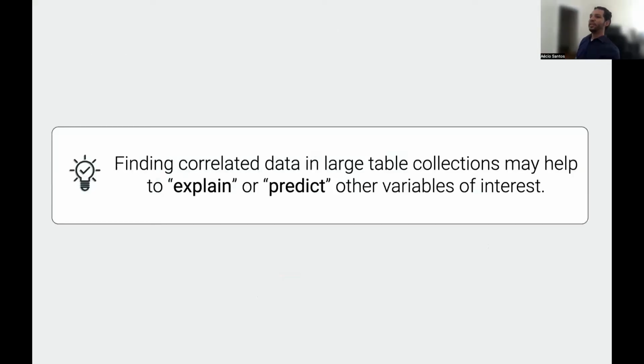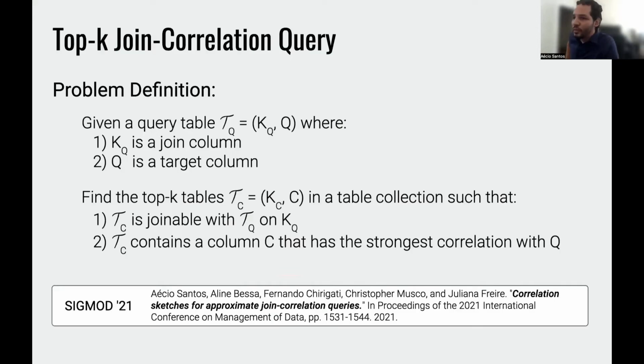So the bottom line here is, by finding correlated data in large data set collections, we are able to explain or to predict other variables of interest. In this talk, I'll be talking a lot about Pearson's correlation, but as will be clear later, our techniques and methods also work with any other correlation. One could use, for example, Spearman's or mutual information for finding nonlinear correlations. So let's formalize this query more formally.